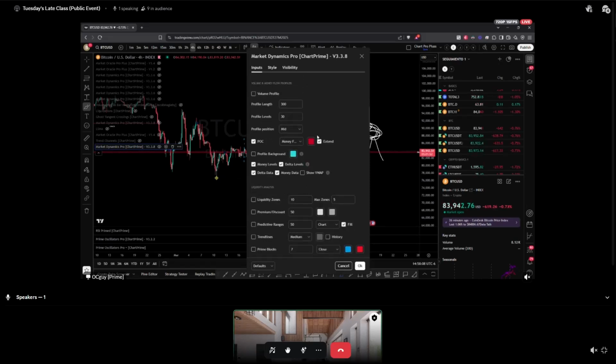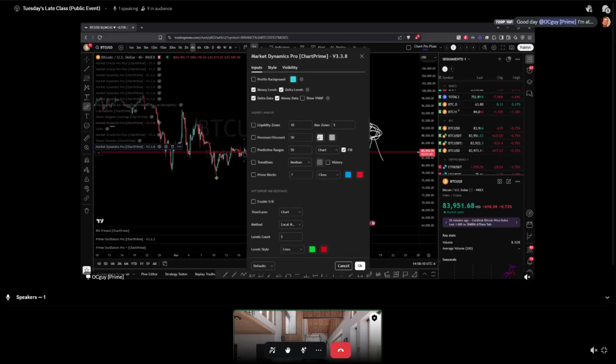Maybe it wouldn't make sense, some big support and resistances, right? Or some big trend lines.